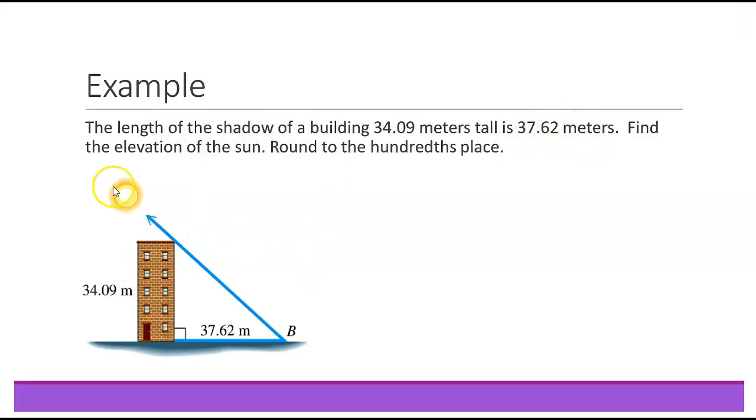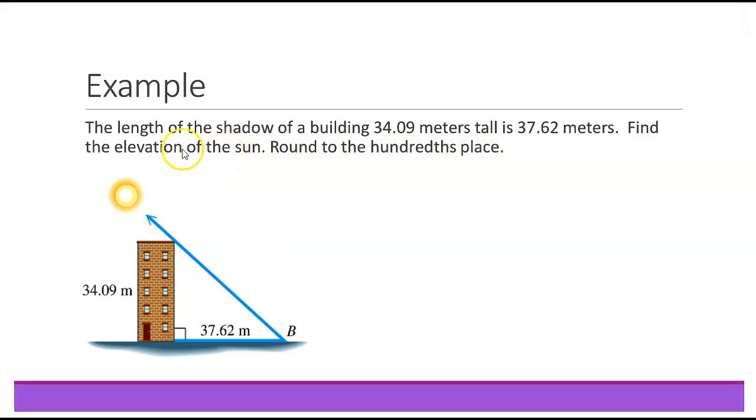So the way this picture's been drawn, if here's the sun, the shadow is going to be on this side of the building. So if the sun is on the left side, the shadow is going to be on the right-hand side. And we're told that shadow length is 37.62 meters. Find the elevation of the sun, round to the hundredths place.